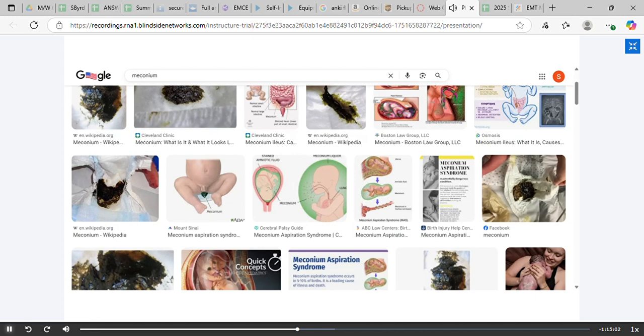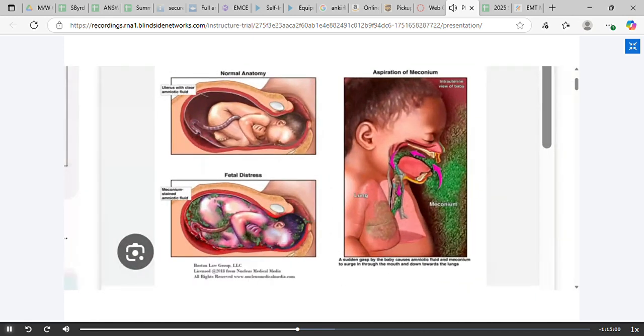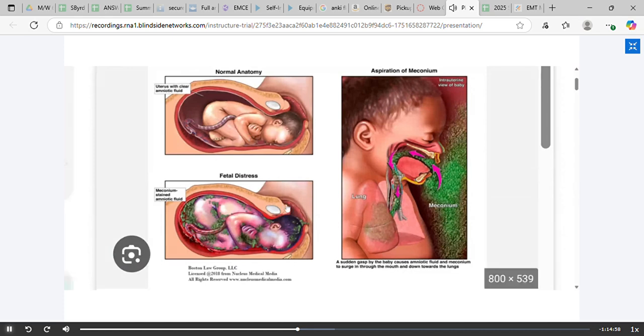Now, here's the problem. In utero, if this occurs, then that mixes with all that amniotic fluid, and it can get into the baby's airway. That's the problem. Okay, it can get really down into their bronchi and bronchioles, right? It can get down in there, and it can get really, really sticky, clog up these airways, and cause a lot of problems. Lots of problems. Okay.